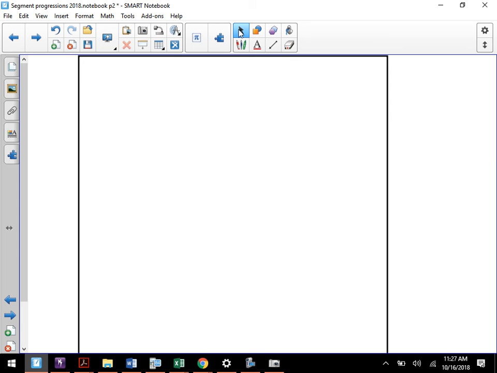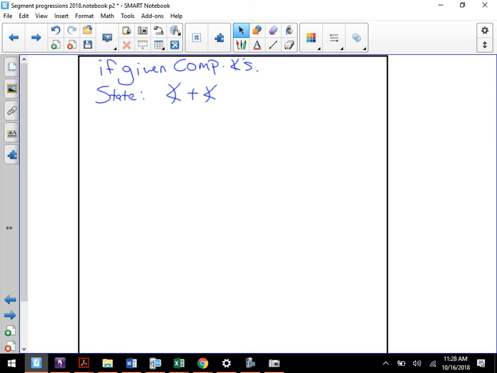So, first thing I want to do is, if given complementary angles. Do you guys remember what complementary angles did? Perfect. So what do you think we're going to state? So if you're given complementary angles, we're going to state angle plus angle equals 90.